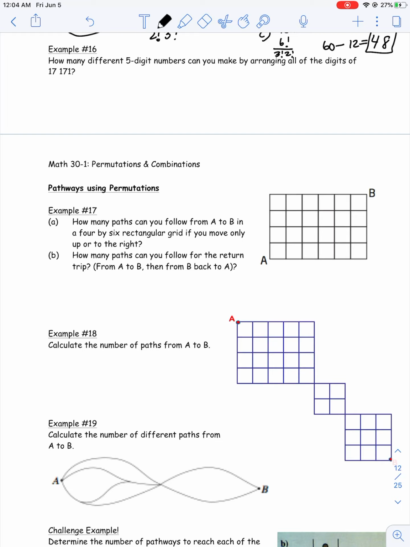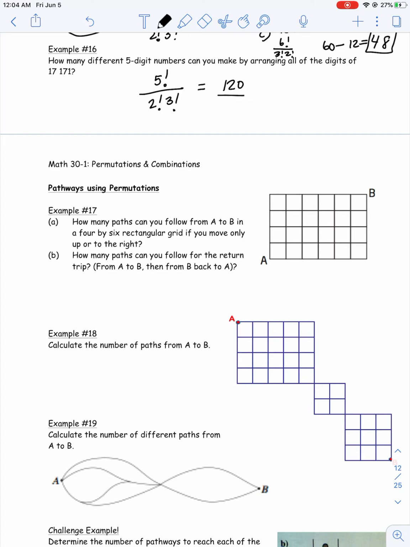Example number 16, they're saying how many different 5-digit numbers can be made by arranging all the digits of these numbers. So as you can see, there's 5 digits. So you would say 5 factorial if you were to rearrange them. But as you can see, there are identical numbers. There are 2 7s, so we have to divide those out. And there's 3 1s that have to be divided out. So how many of them there are has to be divided with a factorial notation.